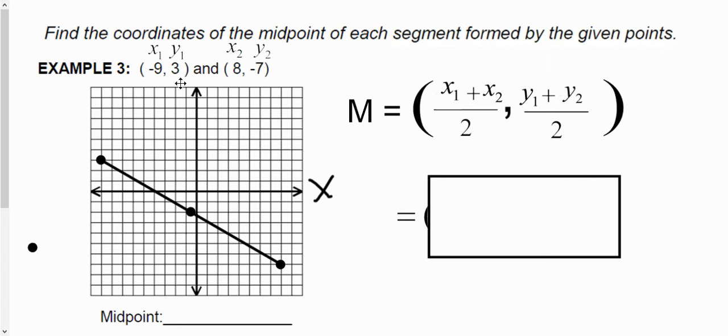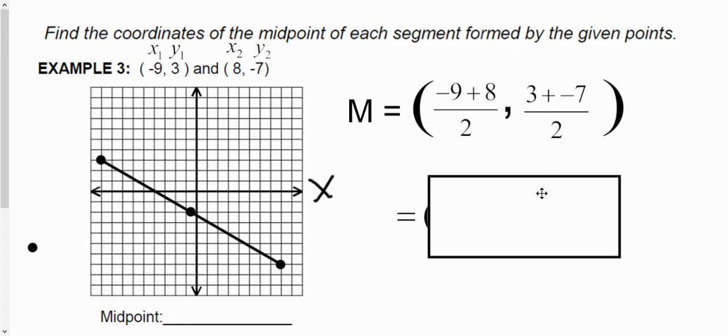So I've labeled them there, the first point with the 1s, the second point with the 2s, of course x coordinate, and then y, x, and then y. So we substitute in this formula. It says x1, which is -9, plus the x2, the x in the other one is 8, and then you're going to divide by 2. Then the y's, I'll set up the y's. y1 was 3, the y2 was -7, and we'll divide by 2.